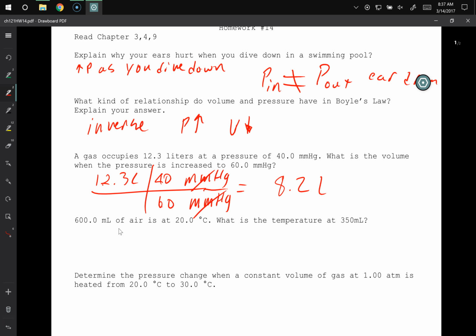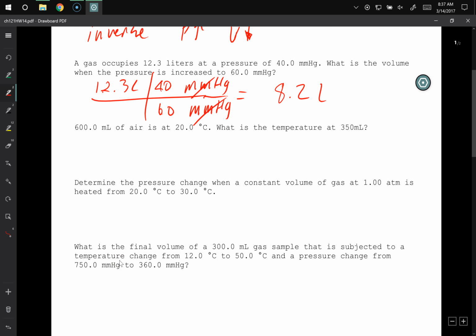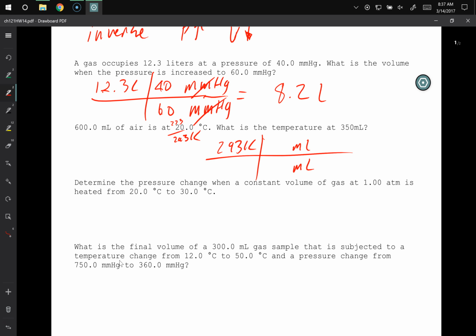600 milliliters of air at 20 degrees Celsius. What is the temperature at 350 milliliters? Okay, so what do I need to do before I start working on this problem? I need to change it to Kelvin because Celsius doesn't work. So 273 plus 20 is 293 K. I need a temperature, so I'm going to write 293 K here. And I'm going to have a volume over a volume. What did the volume do? The volume got smaller. So if you had a balloon and the balloon got smaller and the only other thing that was able to change was the temperature, what must have happened to the temperature?